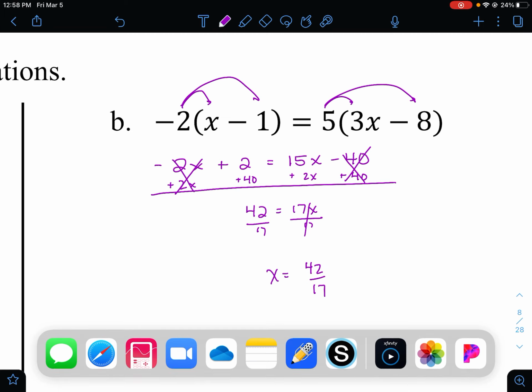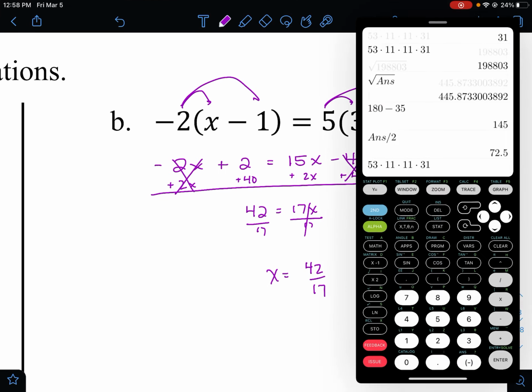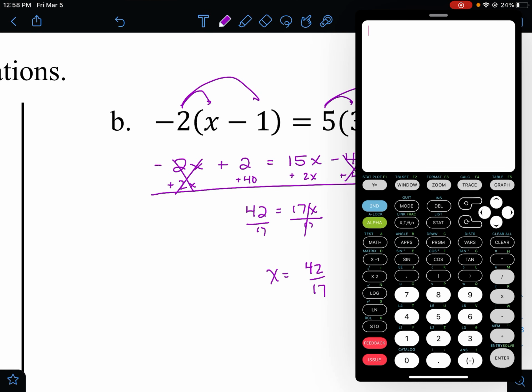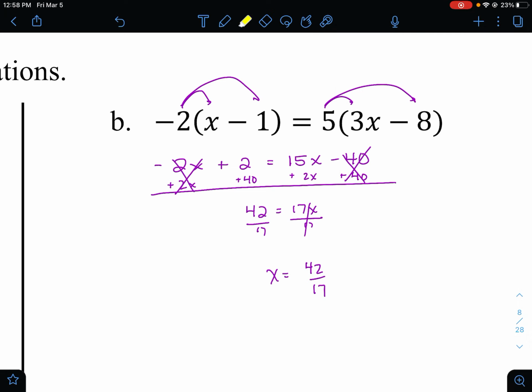Now do double check, and I'll bring my calculator up here so we can check. Take 42 divided by 17, math, enter, enter. It doesn't reduce our fraction, so that means it's not able to be simplified. So we're done.